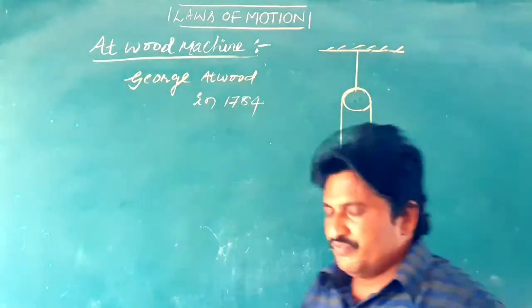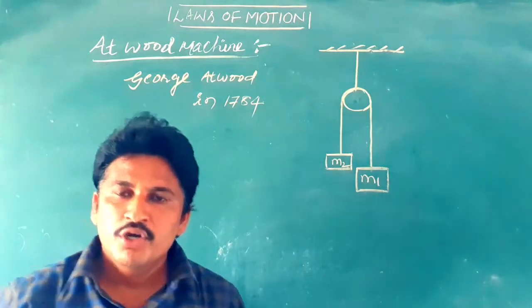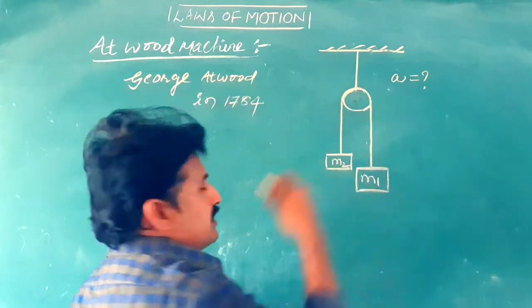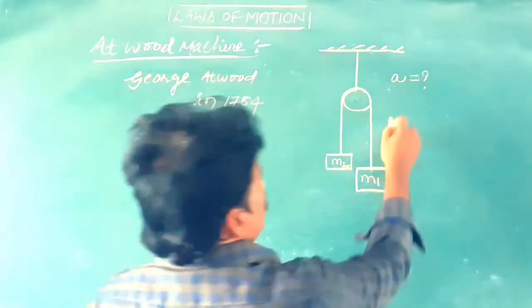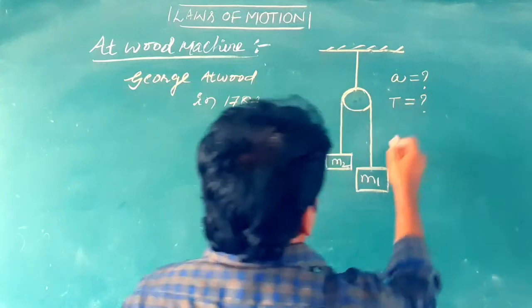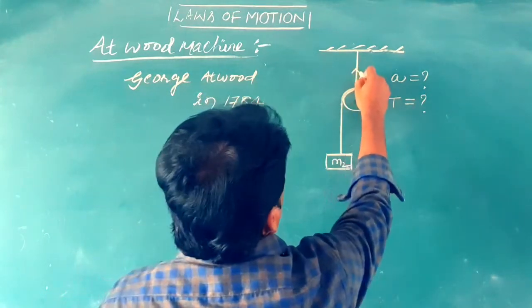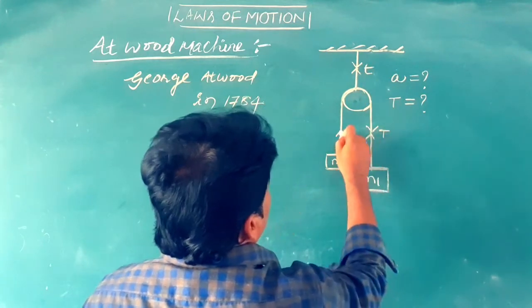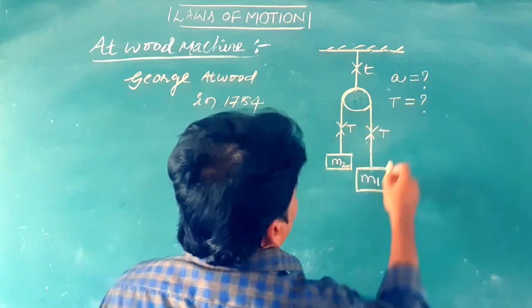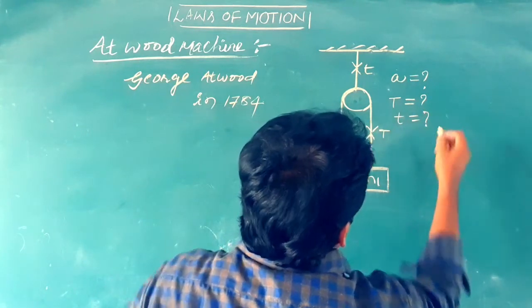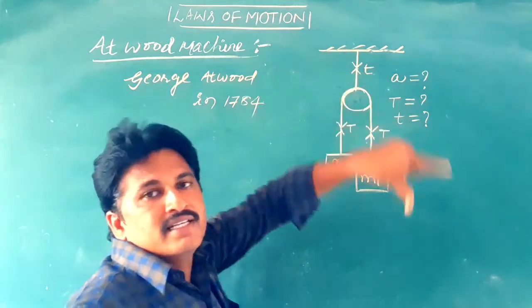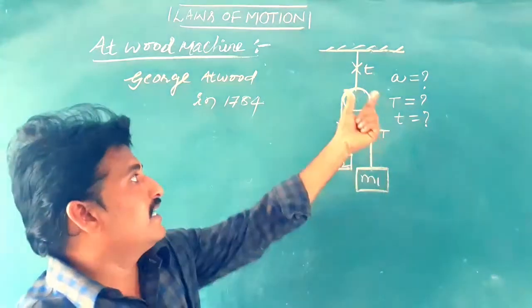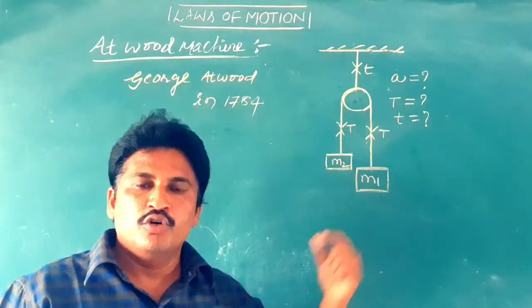Students, by using this device, we should calculate the acceleration of the system, meaning the blocks, and also the tension developed in the strings. Assume this is capital T, and here also capital T. This is the tension developed in the string which is connected to the pulley and the ceiling. These are the values which we find out here, mostly the acceleration. How much acceleration is developed here, students.